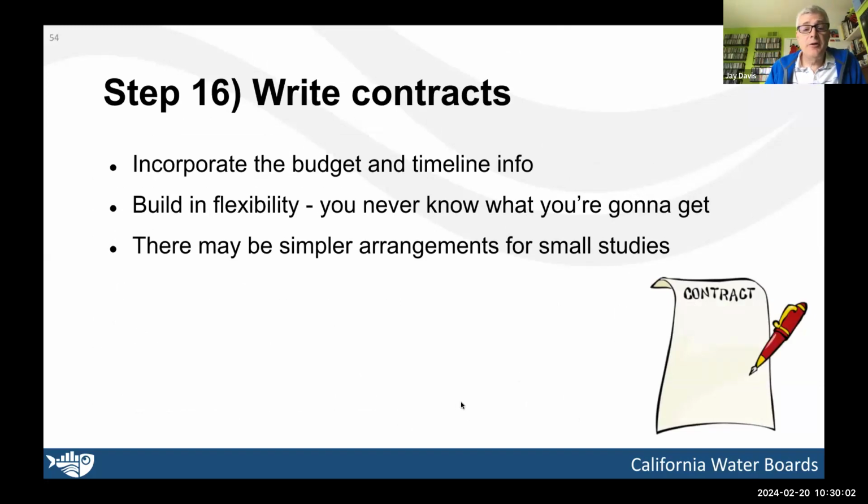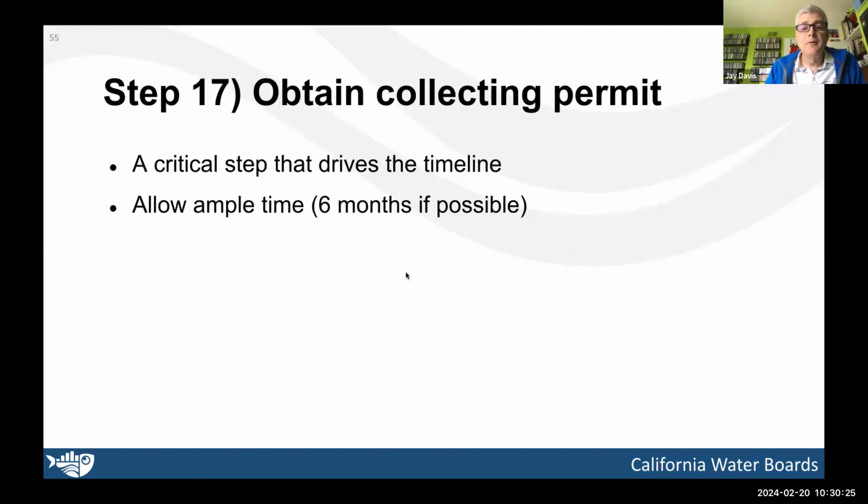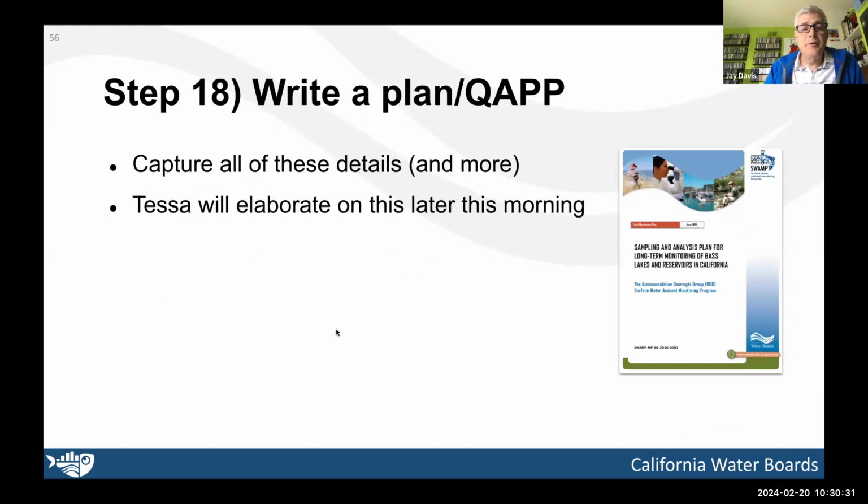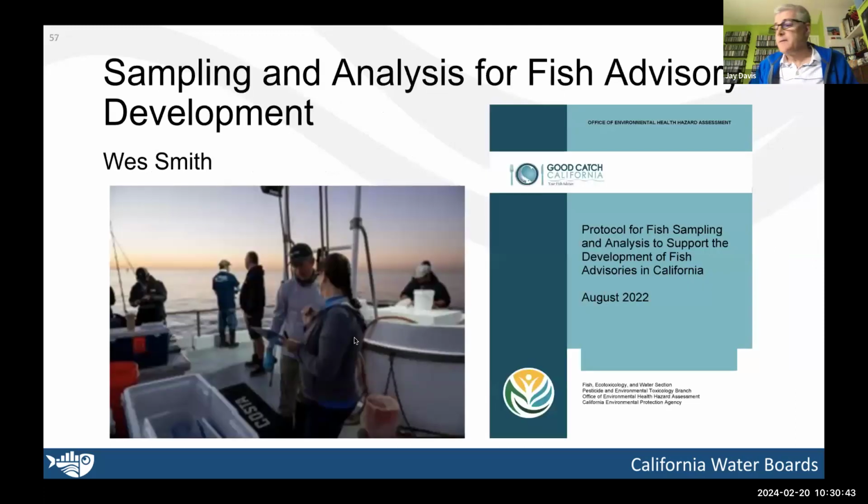Then with all that, you can write your contracts with your partners as needed, incorporating the budget and timeline info. Important to build in flexibility, because when you're out fishing, you never know what you're going to get. And for small studies, there might be simpler arrangements than contracts, but you need to have some kind of arrangement with the groups that you're going to work with. Okay, I covered the collecting permit, and then when you've got it all figured out, you capture all the details in a sampling plan and QAPP, which Tessa will go through in more detail later. Okay, that's my part.